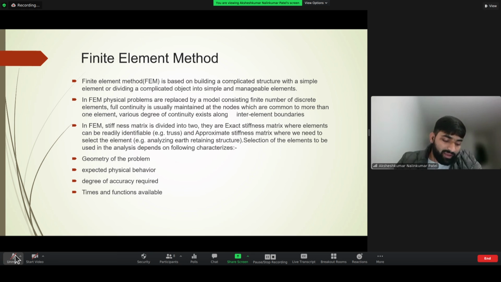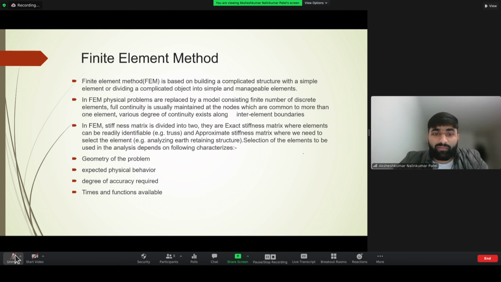The element we can select based on, for example, an internally stabilized earth structure. If it is an internally stabilized structure, then we have an anchor or some kind of soil retaining element. Based on that we can select the structure, but the selection mostly depends on a few things, so we have to understand that. Based on that we can easily select any kind of element.